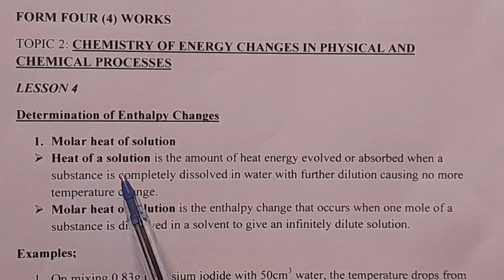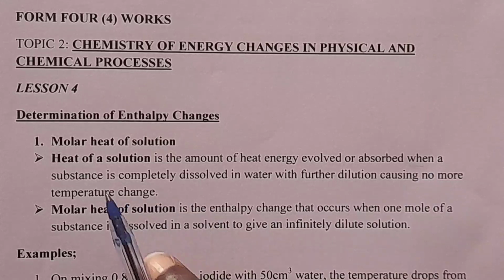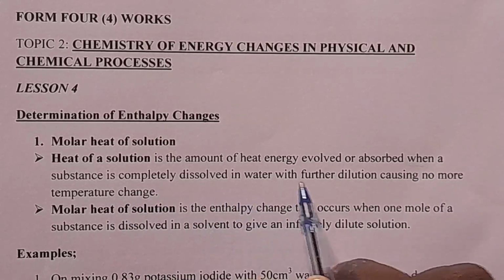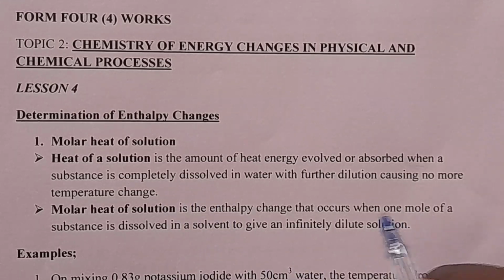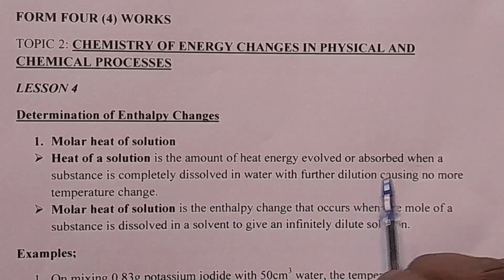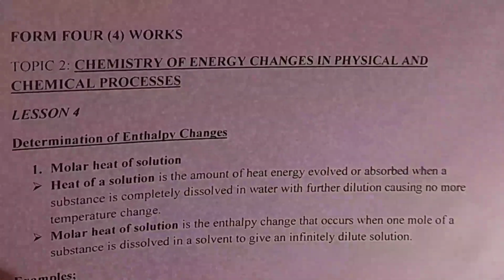If you want to define heat of solution, you can say this is the enthalpy change that occurs when a substance is completely dissolved in water with further dilution, causing no more temperature change. If you want to change this into molar heat of solution, you only add some small information like 1 mole. So you say this is the enthalpy change that occurs when 1 mole of a substance is dissolved in water with further dilution, causing no more temperature change. That's how you can define it. So let's go to examples, calculation concerning molar heat of solution.